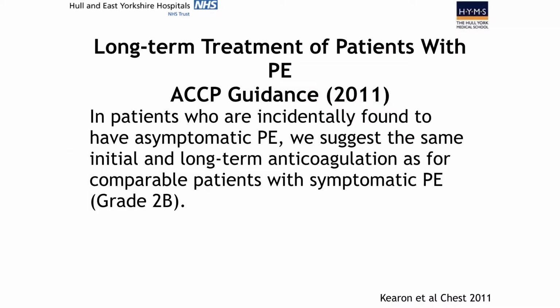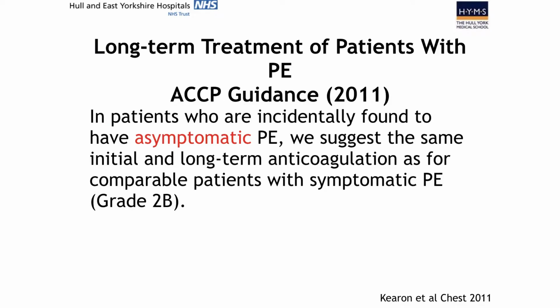So the ACCP guidelines have been fairly clear since 2011 and remain rather clear in 2016 as well, although I'll be going into that in the next 10 minutes. They would recommend, grade 2B, that you should be giving comparable treatment to patients with, unfortunate wording, which came from the way they looked at the data before, asymptomatic versus symptomatic. I would say the wording is unfortunate. It should be incidental versus symptomatic or diagnosed upon suspicion.